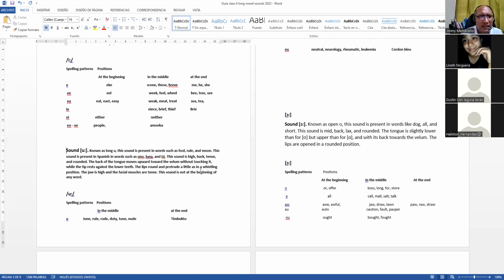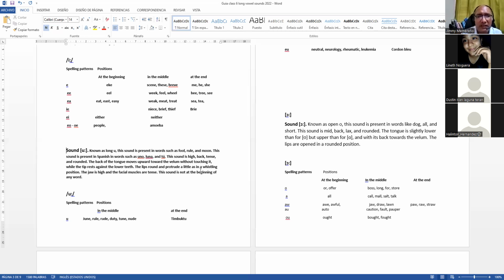While the tip rests against the lower teeth. Ooh, okay? Lower teeth, ooh, right? The lips are round, and protrude a little as in whistling position, like when you're going to whistle, right? The jaw is high and the facial muscles are tense. If you try it, ooh, you feel your muscles, they are tense.